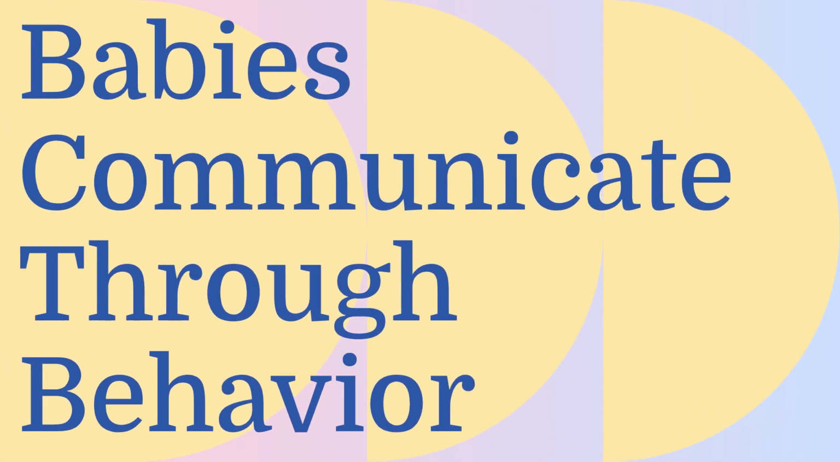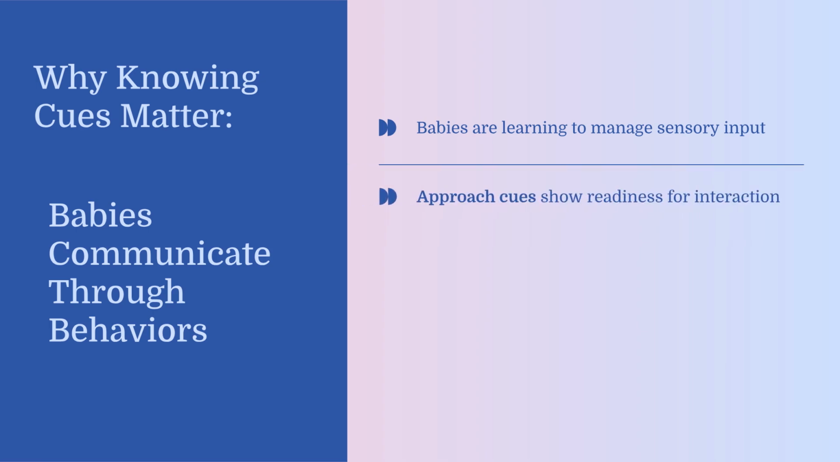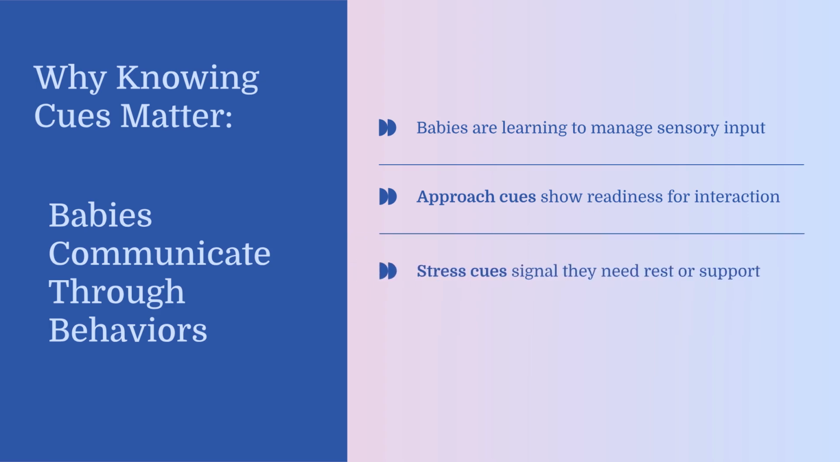Every baby communicates through behavior. The hospital environment contains many sights, sounds, procedures, and caregiving activities. Premature and medically fragile infants are still developing the ability to manage these experiences. When babies are comfortable and organized, they may show signs that they are ready to interact with their environment. These are often referred to as approach cues. When babies become overwhelmed, tired, uncomfortable, or stressed, they may show behaviors that indicate they need support or a break from stimulation. These are often referred to as stress cues.